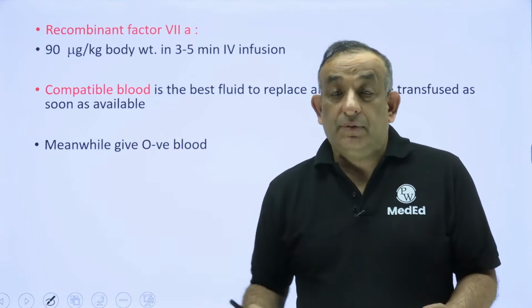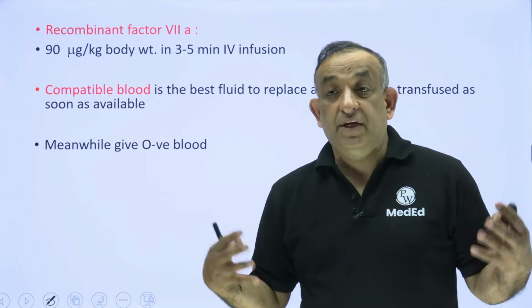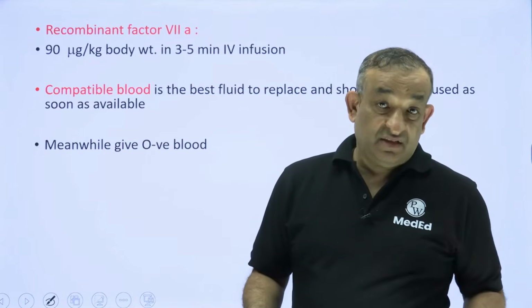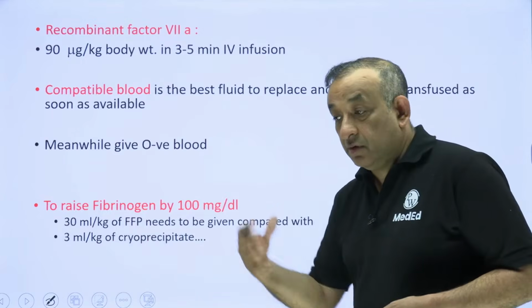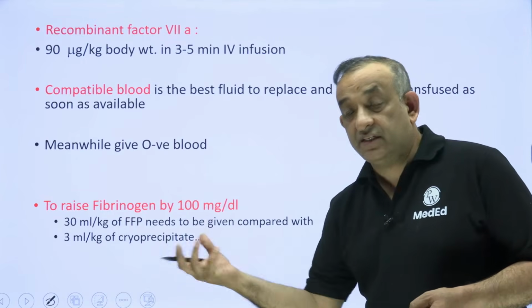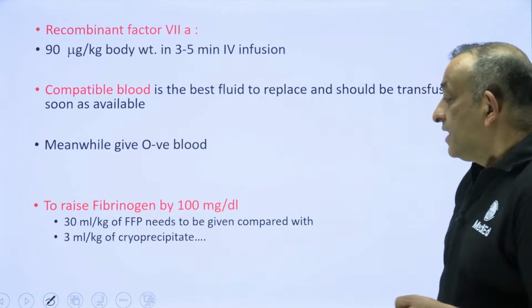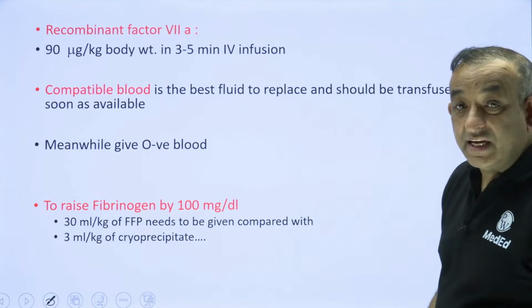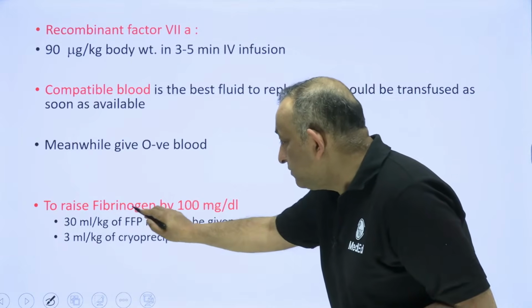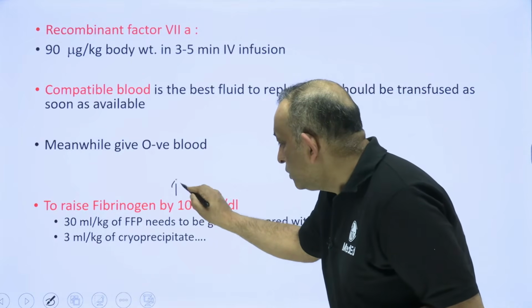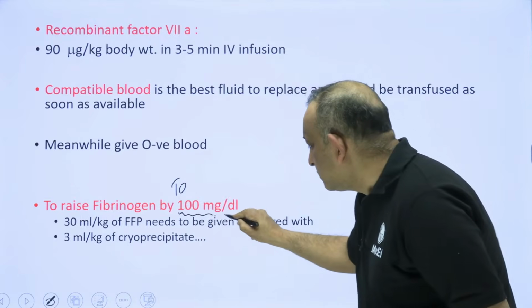So O negative blood, we obstetricians are the biggest consumers of the O negative blood. Yes, we keep doing that so many times. So O negative blood you give for the time being. You can just give O negative blood which is tested for serology and kept in the blood bank. And we increase the fibrinogen by giving blood products. That is, we can give FFP. We have to keep the fibrin level to at least 100 milligrams per deciliter.